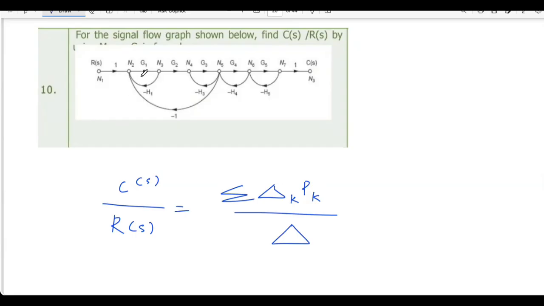Five loops, sir. One loop here, this is L1, L2, this big loop L3, then L4, L5. Okay.